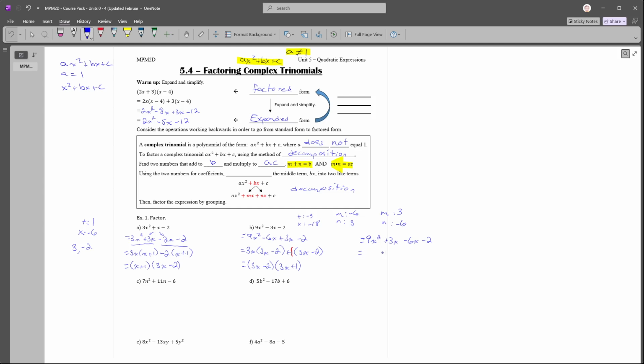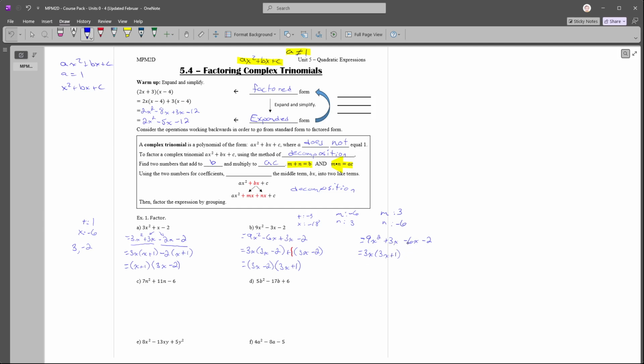Now, we factor out what we can. Again, here I can factor out a 3x. So this 9x squared becomes 9 divided by 3. That is going to be 3. X squared divided by x, that's just x. Now, 3x divided by 3x, that's 1.